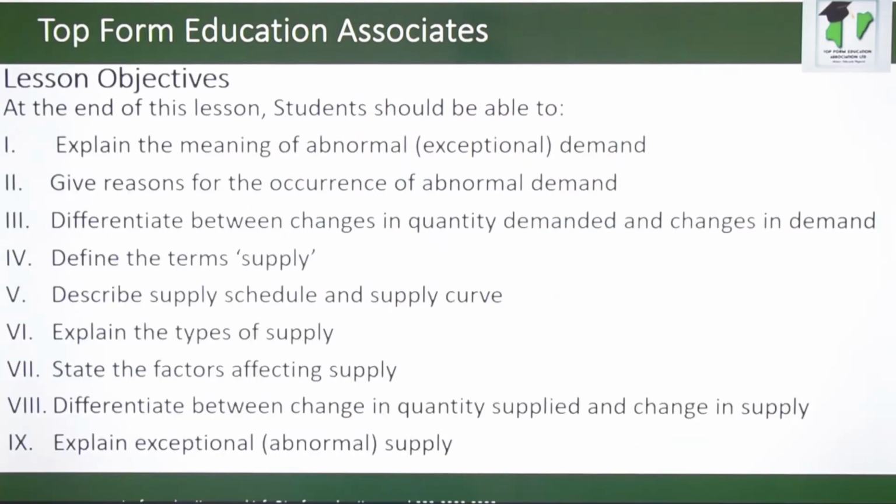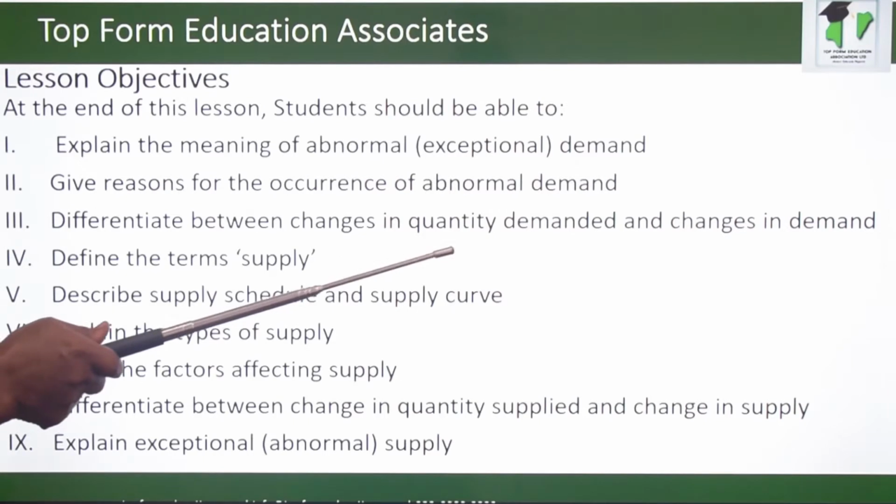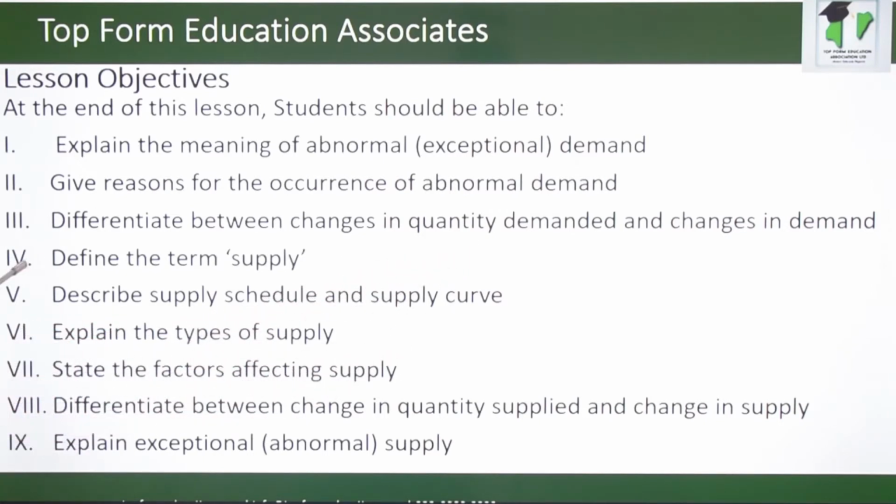Lesson objectives. At the end of this lesson, students should be able to: 1. Explain the meaning of abnormal or exceptional demand. 2. Give reasons for the occurrence of abnormal demand. 3. Differentiate between changes in quantity demanded and changes in demand. Define the term supply. Describe supply schedule and supply curve. Explain the types of supply.